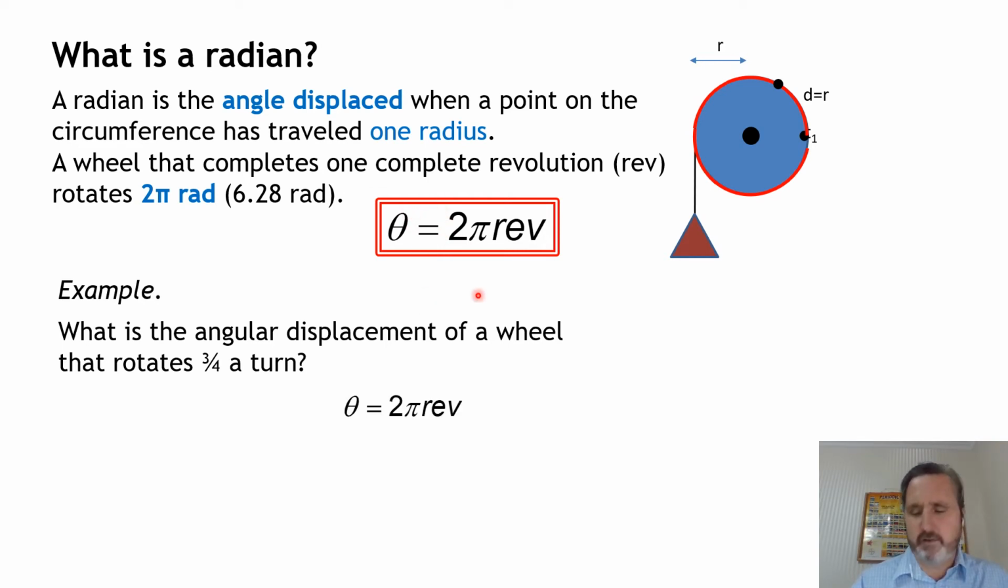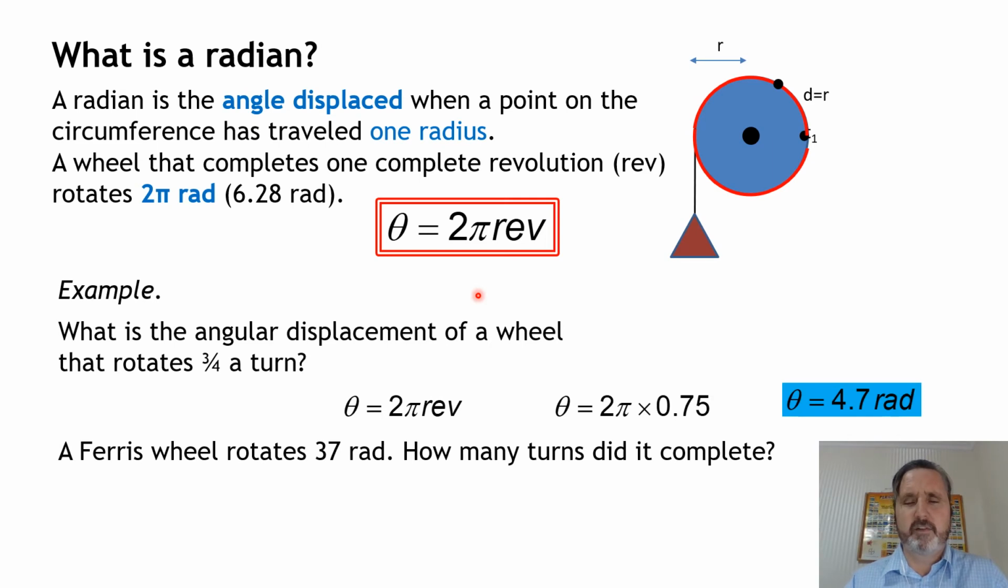We're just going to go theta equals 2 pi of the revolution. A revolution is 1 turn. So here we've got theta equals 2 pi times 0.75. Theta equals 4.7 radians, or close to that 5 that I said.